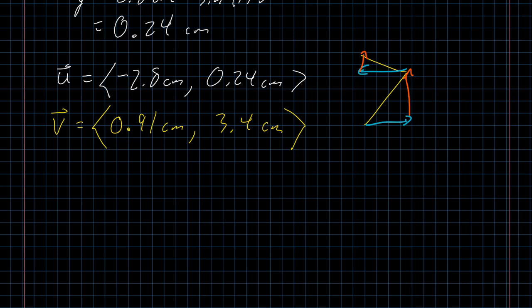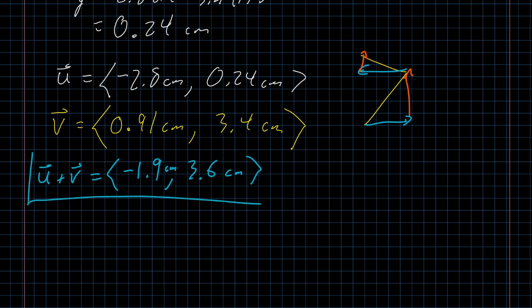So, if you want to add u plus v, the resultant vector here, you just add the components. Negative 2.8 plus 0.91 is negative 1.9, rounding to the nearest tenth, which is the worst precision that I have. 3.4 plus 0.24 is 3.6. Again, rounding to the nearest tenth of a centimeter, which is the best precision that I have.